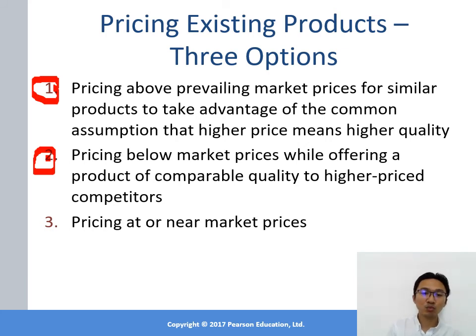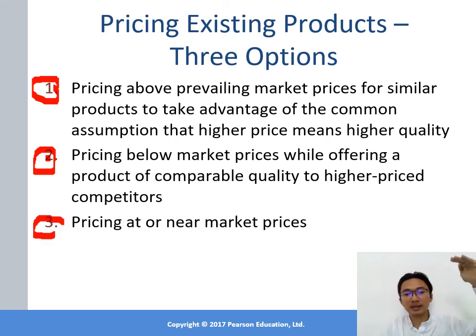Okay. The last one, we price at or near market prices. So if this is at 50 ringgit, we price it at 49, 51 ringgit, 52 ringgit. So this is actually the third pricing strategy. But this only works for existing products. So we can price slightly higher than market, lower than market price, or similar to market price.